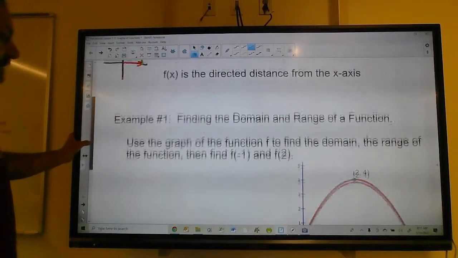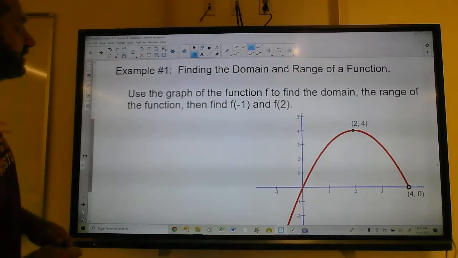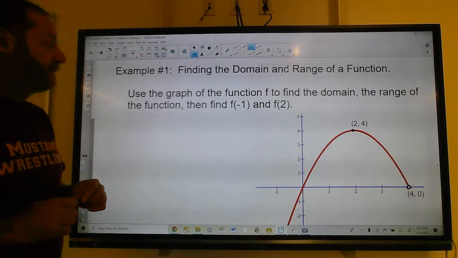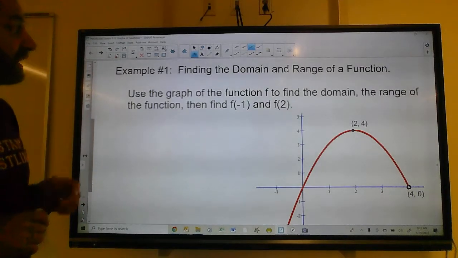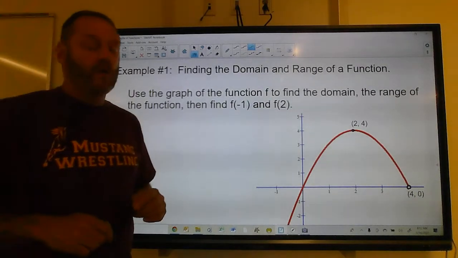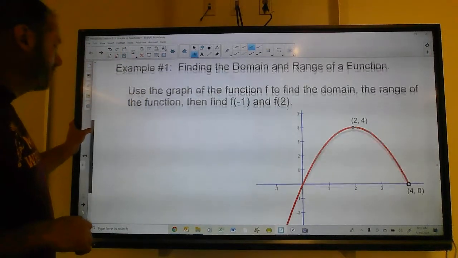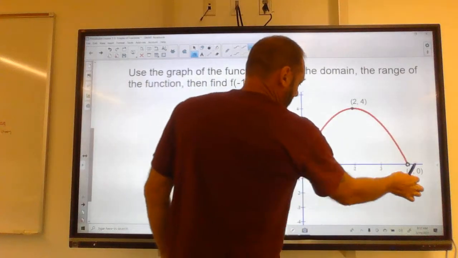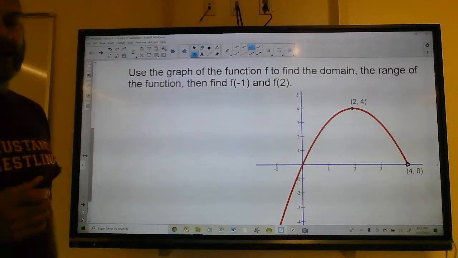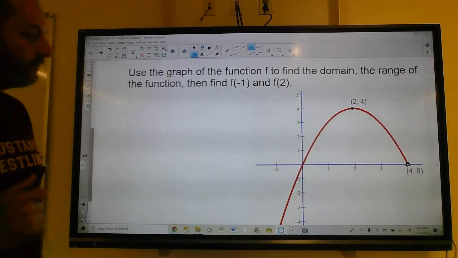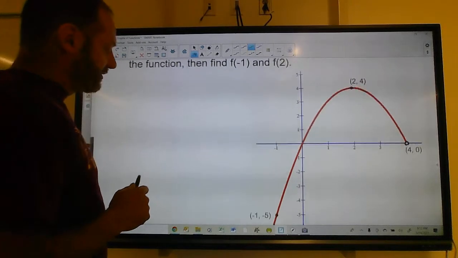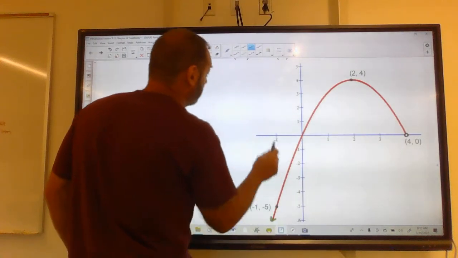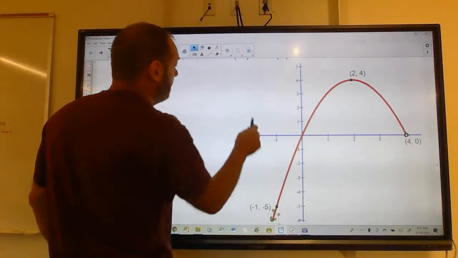So, finding the domain and range of a function. Use the graph of function f to find the domain, the range, and then find f of -1 and f of 2. The domain is simply the numbers along the x-axis where there is an answer. If we look at this graph carefully, this was meant to have an arrow on the end here. Oops, it should have read.